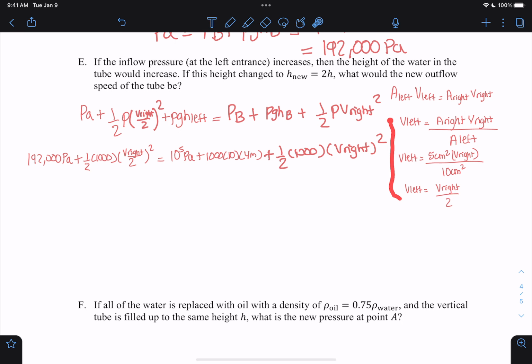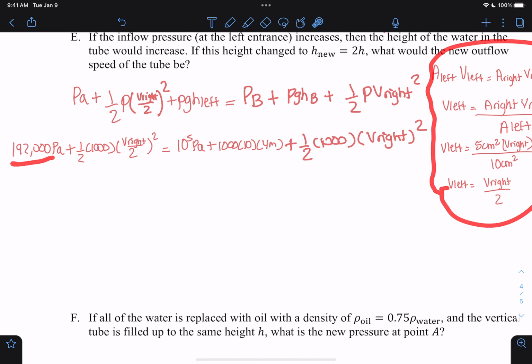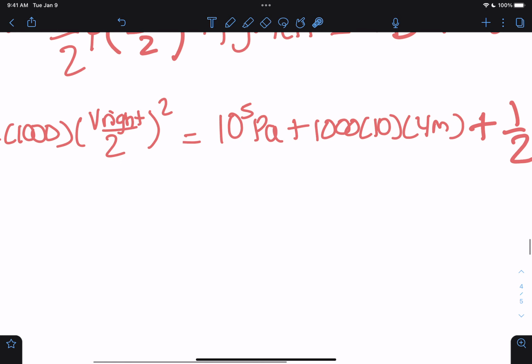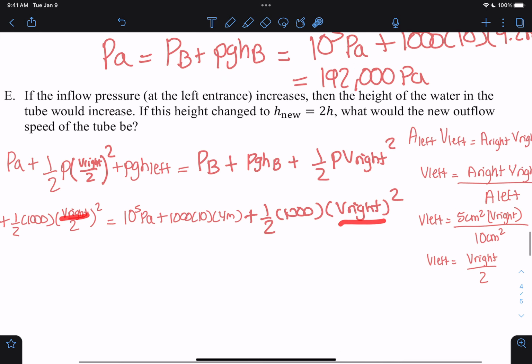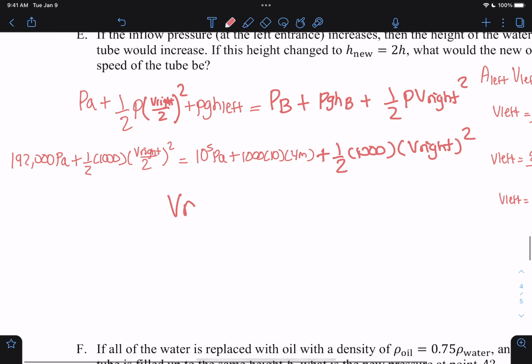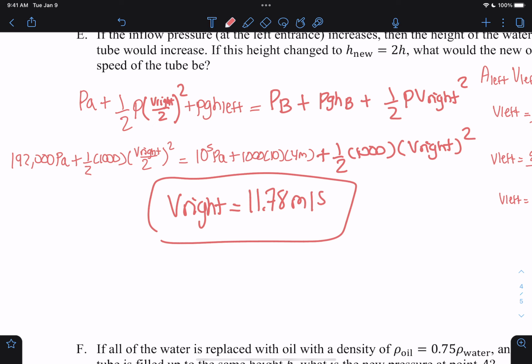So the reason why we did this stuff over here is that now this is a value, this is a value, this is a value that we can all calculate. The only variable in play is the velocity of the right, or the speed of the right, which is the new outflow speed that we're looking for. So if we go ahead and solve that, we should end up with 11.78 meters per second.